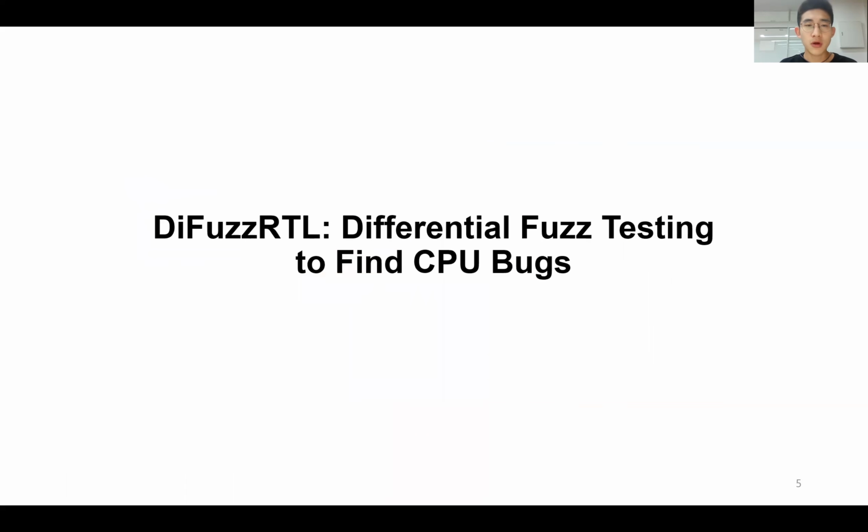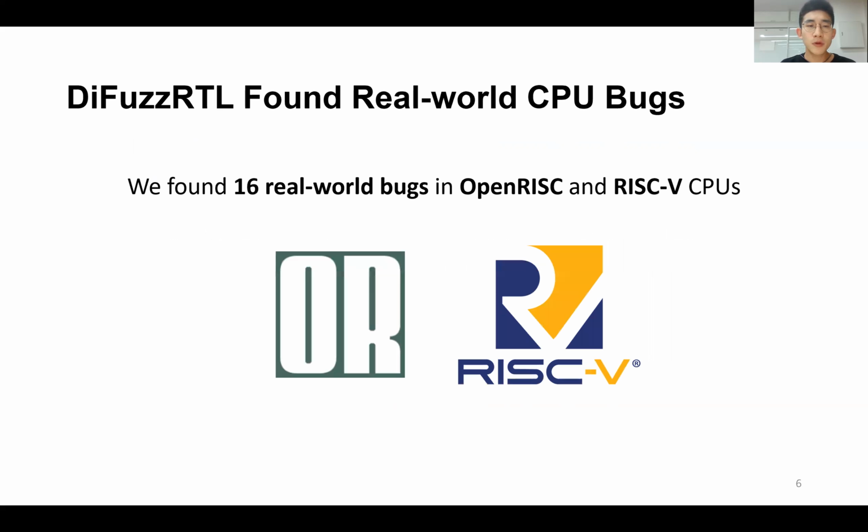So we introduced a brand new technique to find CPU bugs, DifuzzRTL. We have already open sourced the prototype of DifuzzRTL, which supports 3 real-world open source CPUs from OpenRISC and RISC-V ISAs. And we have already found 16 new CPU bugs, where 6 of those were assigned CVE numbers, illustrating the critical impact on the security community.